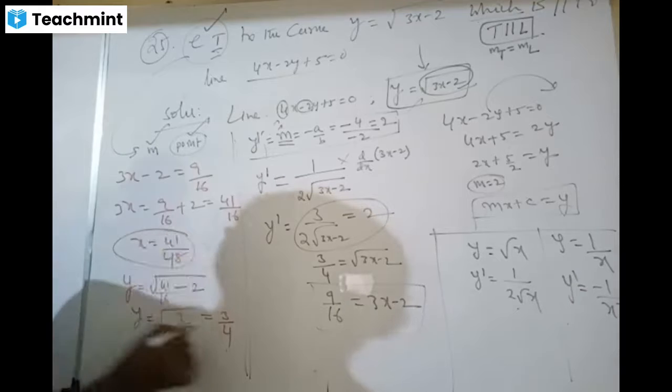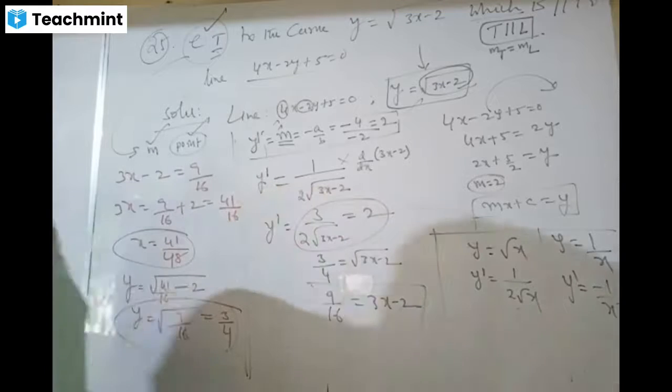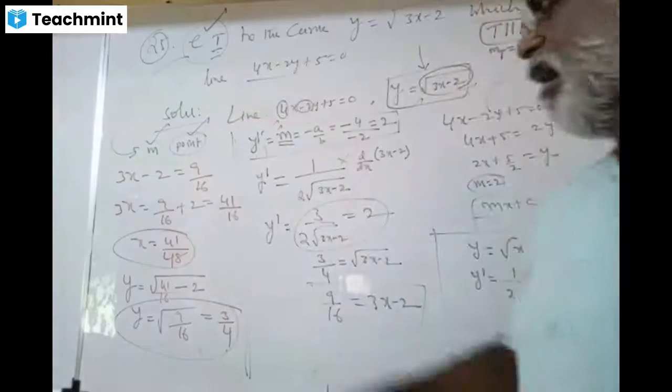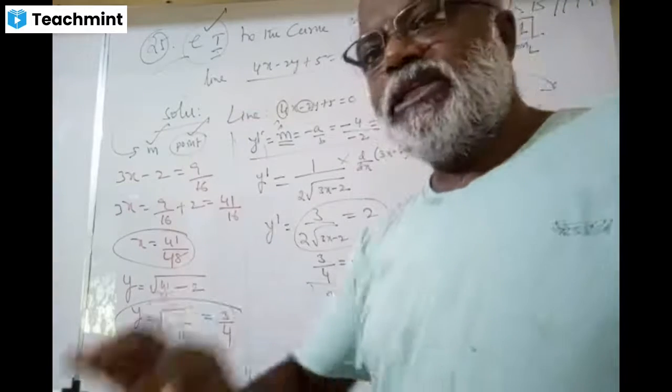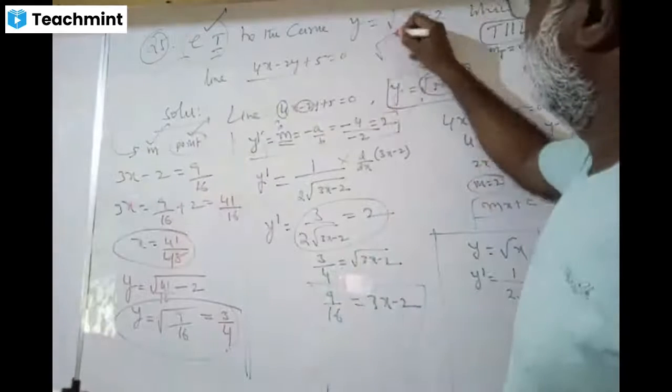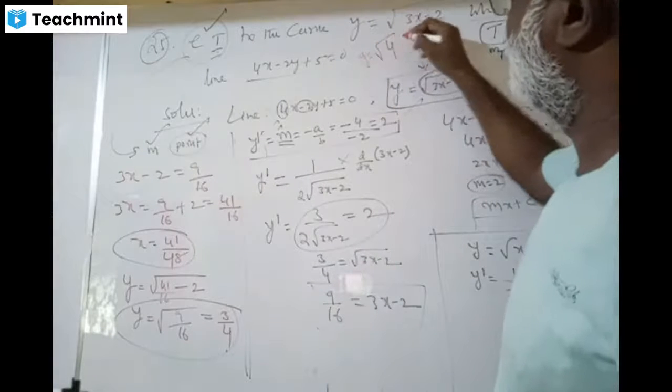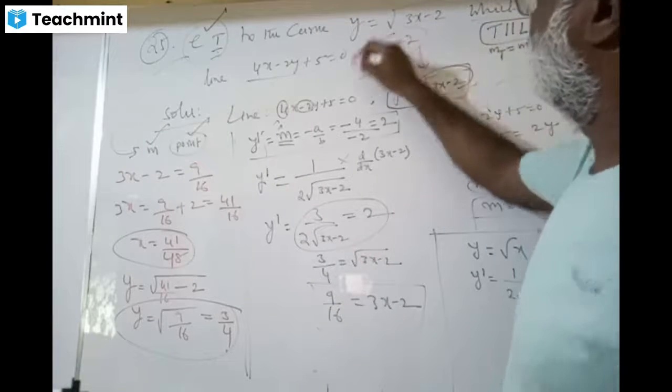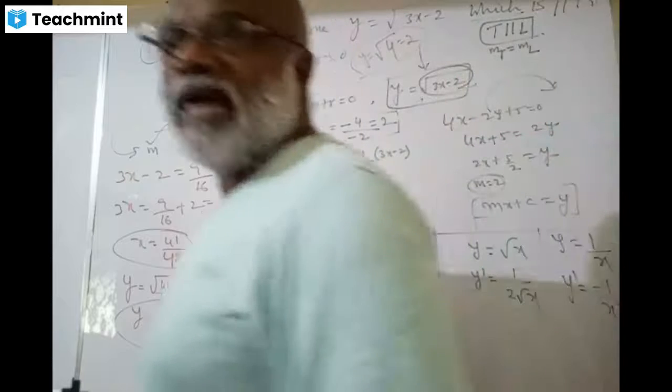This is one and this is the second one. Don't write plus or minus, dears. Don't write plus or minus, please. Already it is under root. Square root will give only positive value. In the same way, root 4, so now y equal to only 2, dears. You should not say plus or minus 2.